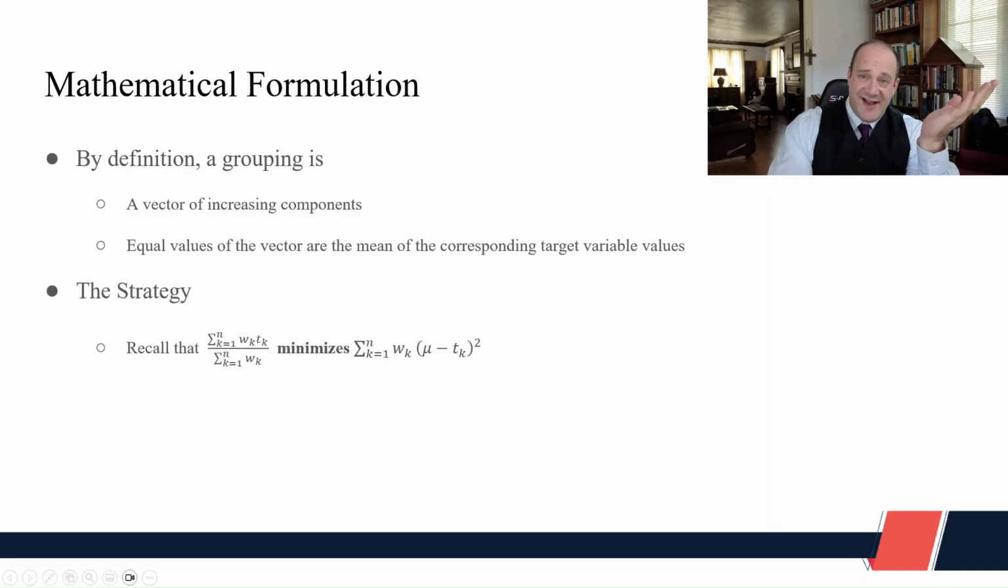Now, how do you find such a vector? Well, the answer is, we recall that when you're looking at a weighted average, so this is your standard weighted average here, it's your weight times the target divided by the sum of the weights.